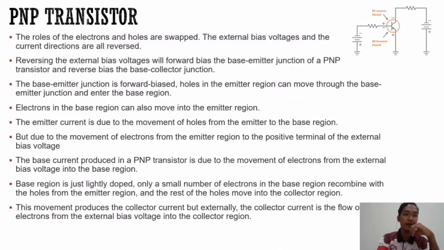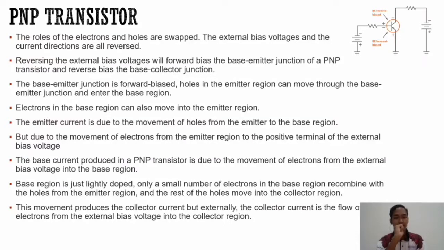Okay, for a PNP transistor, the roles of electron and hole are swapped. The internal bias voltage and the current direction are all reversed. Reversing the internal bias voltage will forward bias the base-emitter junction of a PNP transistor and reverse bias the base-collector junction. The base-emitter junction is forward biased. Holes in the emitter region can move through the base-emitter junction and enter the base region.